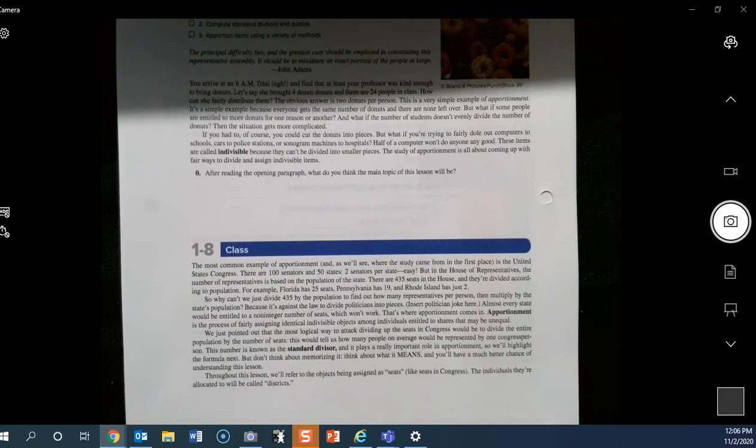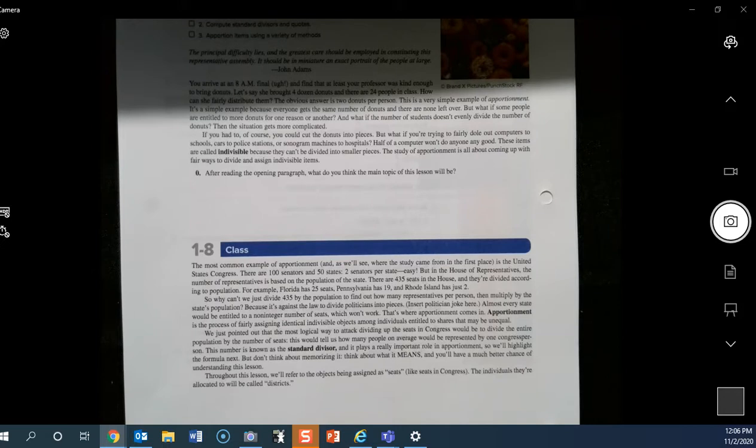Okay, we go down here to the bottom of the page. It says the most common example of apportionment, and where the study came from in the first place, is the United States Congress. There are 100 senators in 50 states, 2 senators per state, easy. But in the House of Representatives, the number of representatives is based on the population of the state. There are 435 seats in the House, and they're divided according to population.